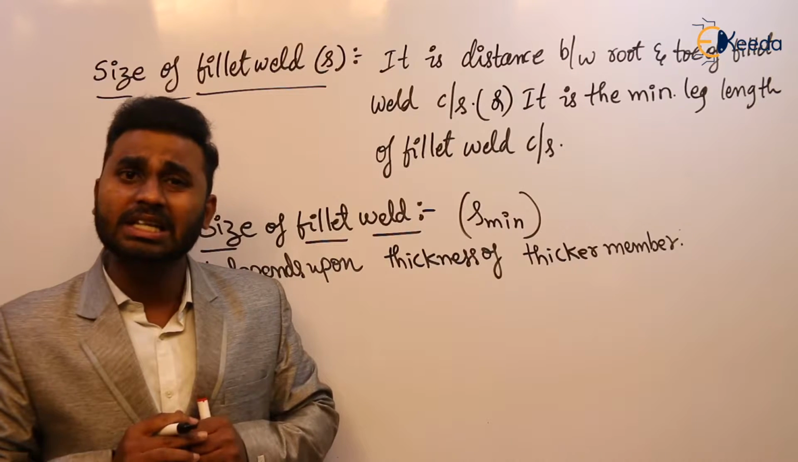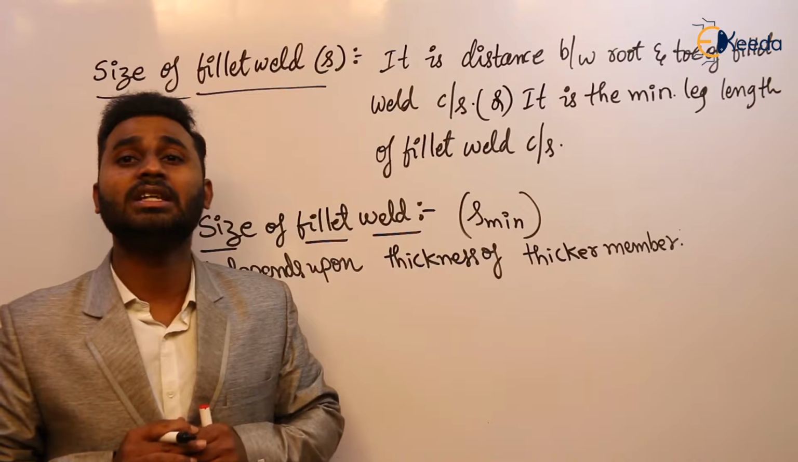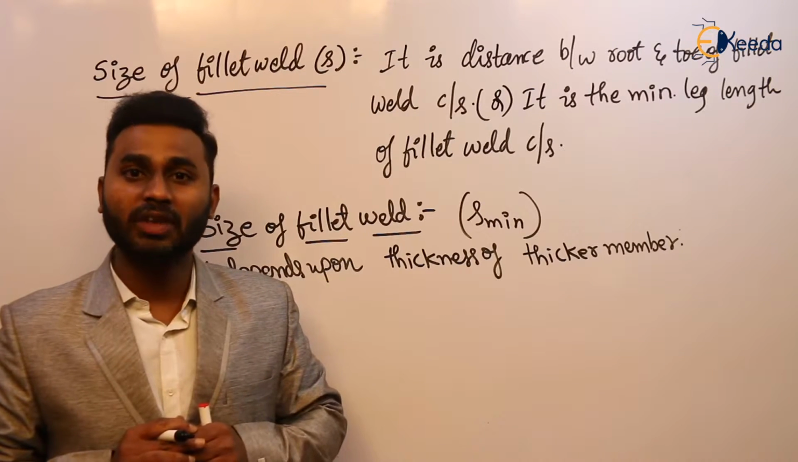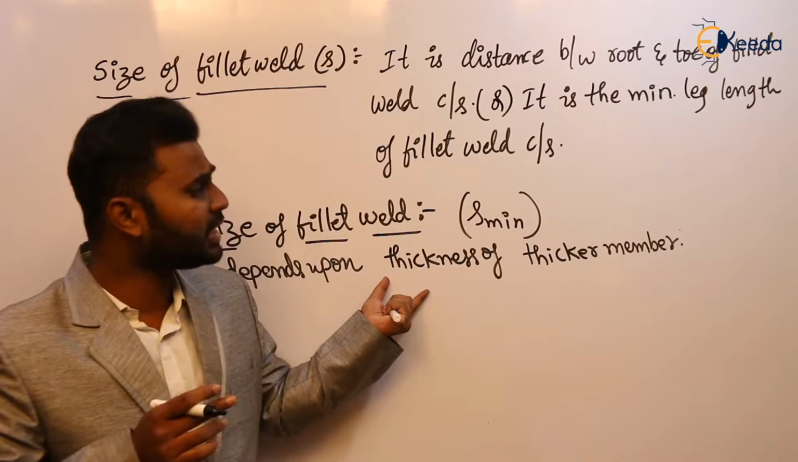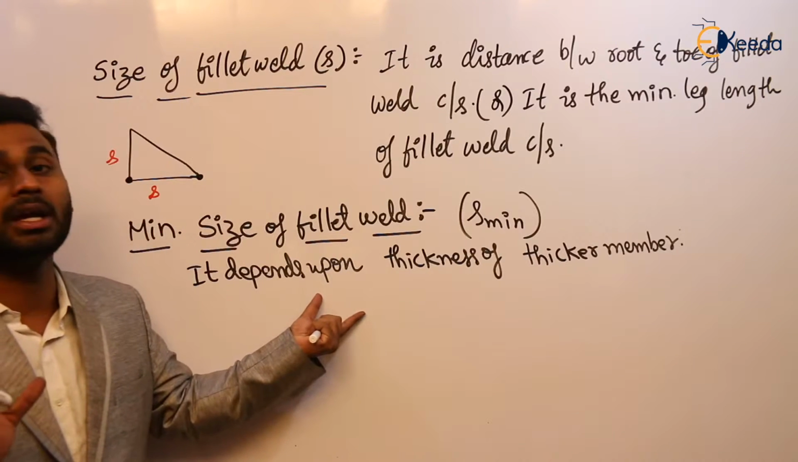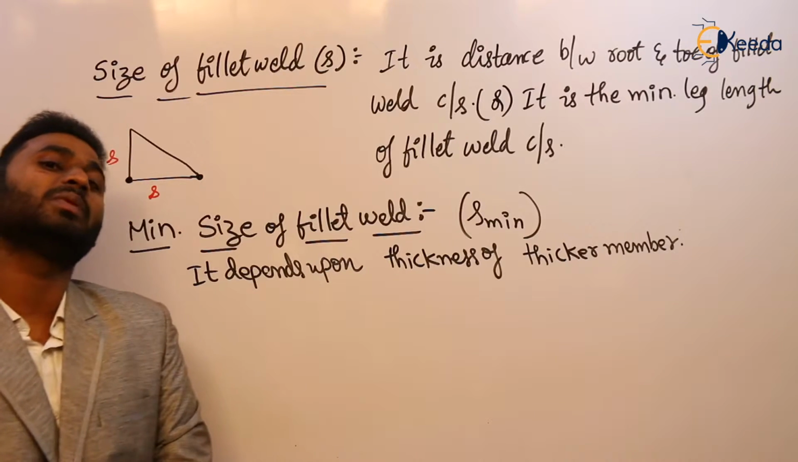Wherever T is there, in all those cases, T is nothing but the thickness of the thinner member. But here that is not the case. Here, T is the thickness of the thicker member. The reason for using the thickness of the thicker member here is residual stresses. Again, the question arises: what is meant by residual stresses?